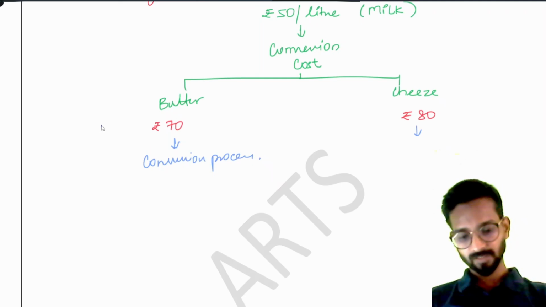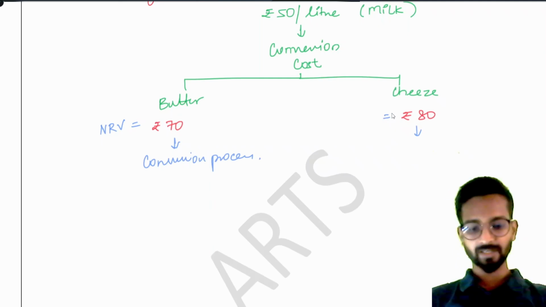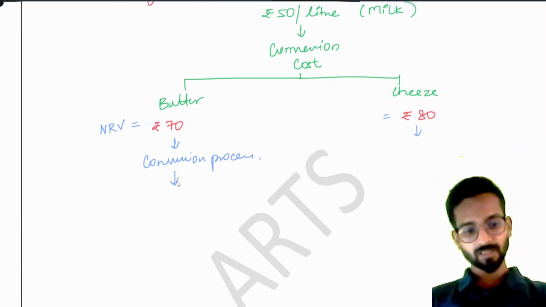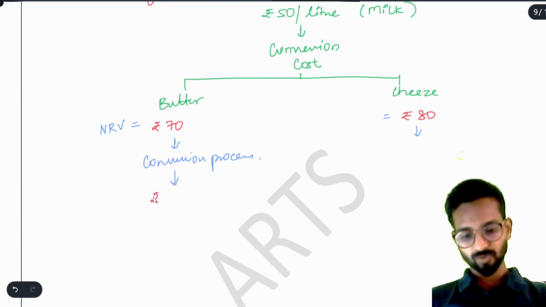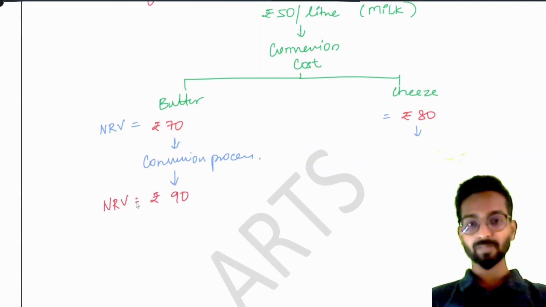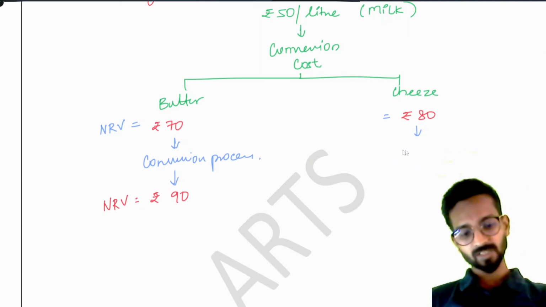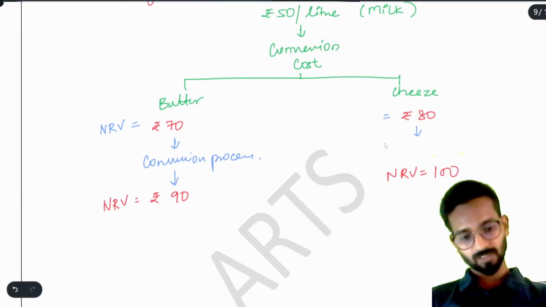This is, you can say, the market price or net realizable value: 70 rupees and 80 rupees. It means you can sell butter for 70 rupees and cheese for 80 rupees. Now if it undergoes another conversion process, it will improve the quality, and the net realizable value, the selling price, will increase because it has been refined. So the net realizable value for this will become 100 after undergoing another conversion process.